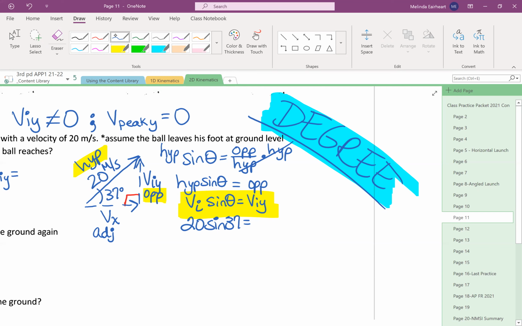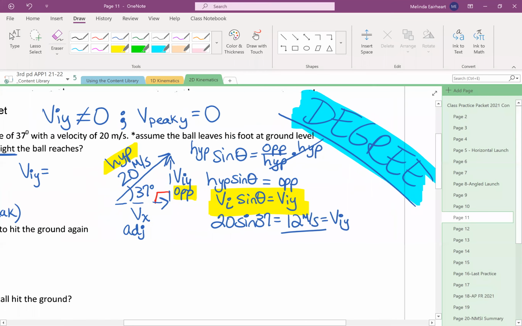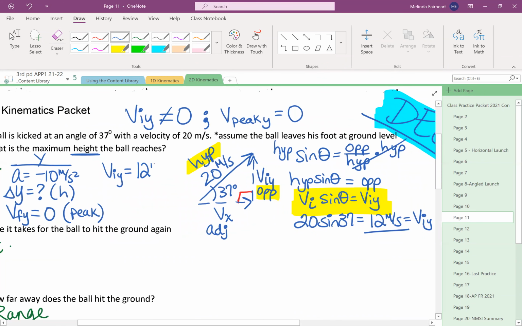Now that you're in degree mode, 20 times sine of 37, give me the rounded number because it comes out actually pretty nice. 11.99, whatever it is, it's 12. And that is not our final answer, but that is going in my vertical information. Don't calculate 20 meters per second with the 9.8 or 10. But now we know the initial vertical velocity is 12 meters per second.